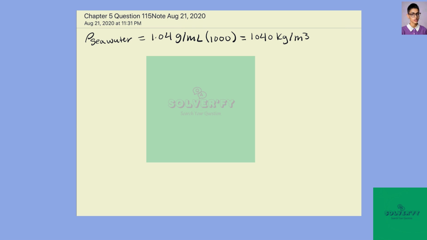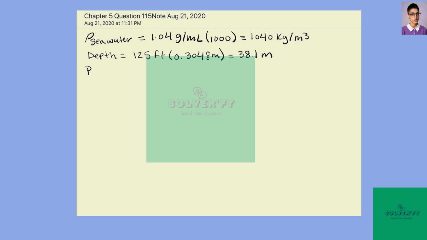They also tell us that the depth is equal to 125 feet. I'm just going to change this into meters by timesing it by 0.3048 meters. So this is going to equal 38.1 meters.